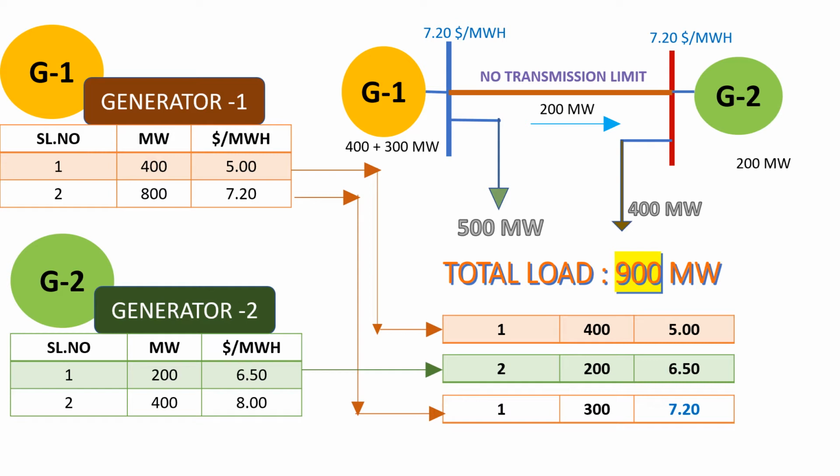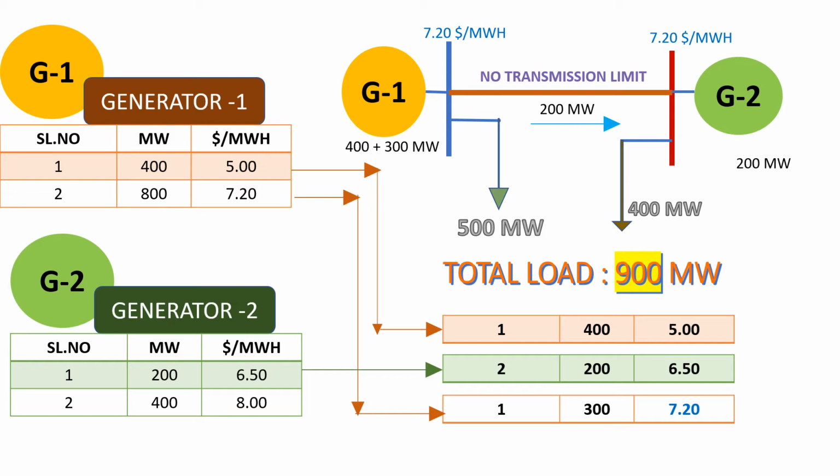So generator 1 is supplying 400 megawatts. Now actually the total power required is 900. So the next available power after that is the 6.50 block of generator 2. The cost of generation of generator 2 is 6.5 and the corresponding value is 200 megawatts. So 200 megawatts is selected. So the second block selected is 200 megawatts from generator 2. Now the total, 400 plus 200, is 600, but we need 900.